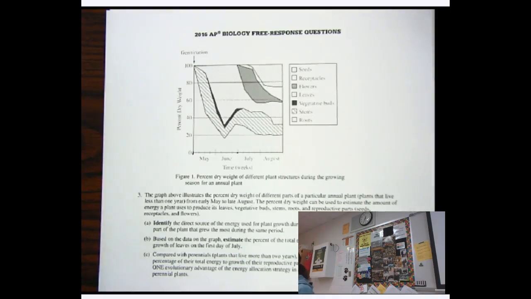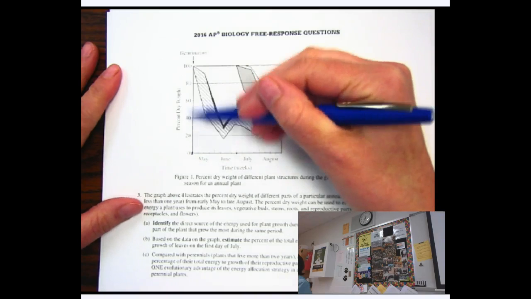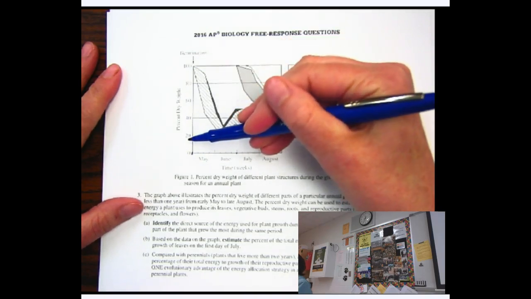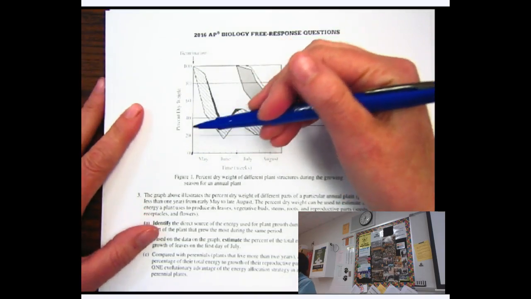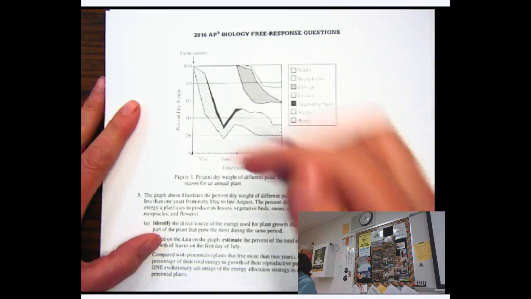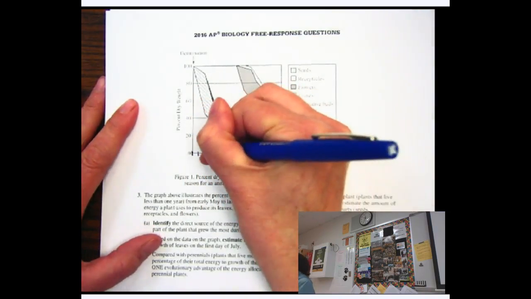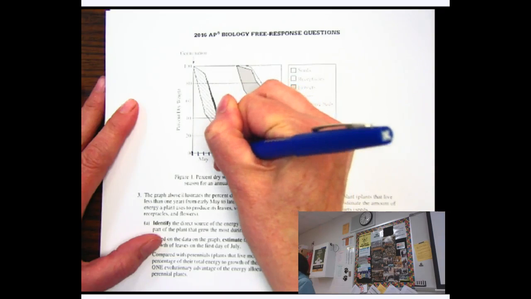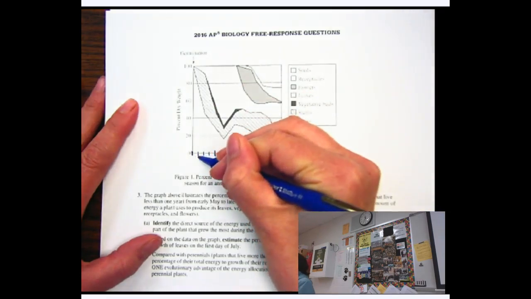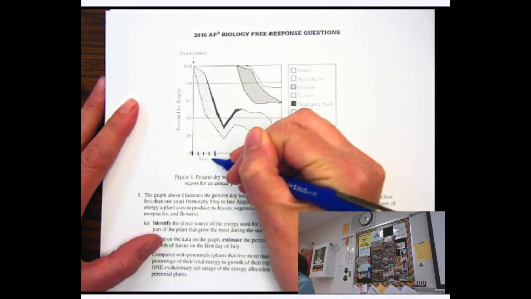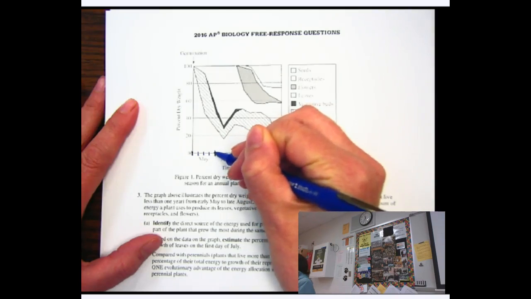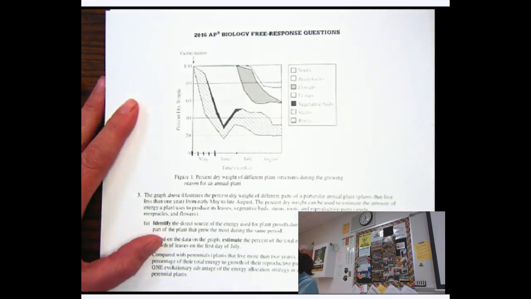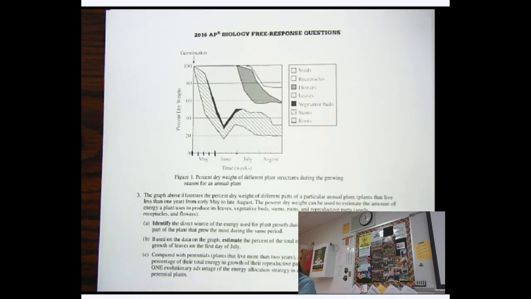About this, it's a graph that we're kind of unfamiliar with. So here we see the percent of dry weight of different plant sources during their growing season. And then here we have the months. But for each month, we have like 4 tick marks. So this would be the first week of May, second week of May, third week of May, the fourth week of May. So this would be the first day of June right here. So that's a little difficult to look at the axes.